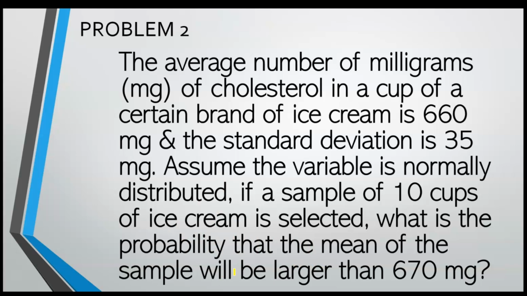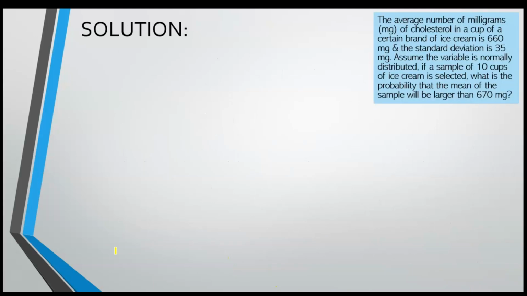Note that we want to find the probability that the mean of our sample will be larger than 670 milligrams. For the solution, first let's identify the data that we can find in the problem. Our mean is 660 milligrams. Our standard deviation is 35 milligrams. The sample mean is 670 milligrams, and our sample size is 10 cups.